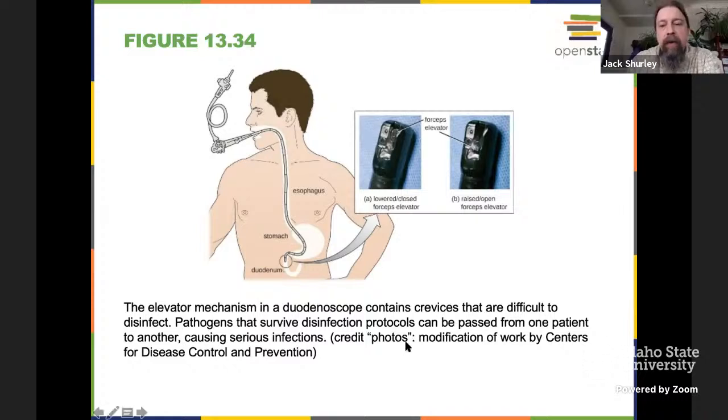So this duodenoscope has some issues where there might be some areas that are relatively difficult to disinfect. And in turn, there are definitely some potentials for microbes to be spread from one individual to another because of the inability to thoroughly disinfect the device. That makes you feel a little bit uneasy. At least it does me.